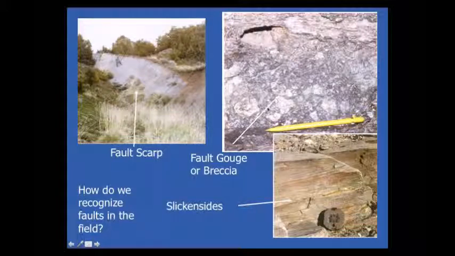There's other evidence that faults exist or have existed in the past, things that we won't get into for this part of the course, but there could be change in the mineralogy. The rocks can become slightly metamorphosed, so the minerals kind of get smeared out along the fault plane because of the tremendous amount of pressure.